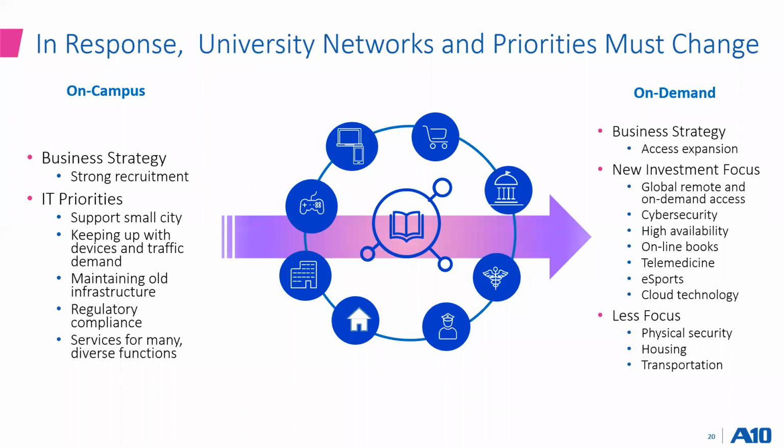Bookstores may become online, medicine may even come online, as well as sports. And we see universities moving more towards cloud technology. Possibly less focus, as there are fewer people on campus, on the physical security, housing, and transportation that consumed a lot of university resources in the past. Barbara, did you want to add anything else to this?